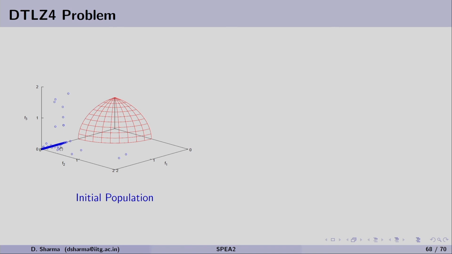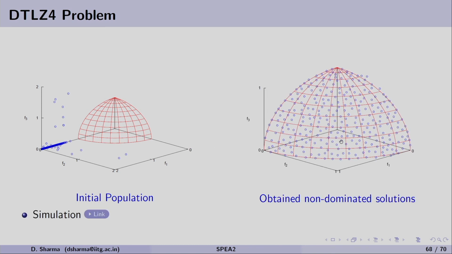The initial population, as we can see, is generated on one side of the objective space, and after running this algorithm for 500 generations, we can see that the solutions have converged on the Pareto surface. We will see the simulation now.